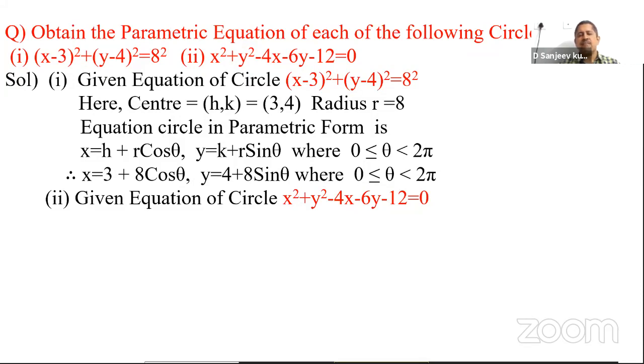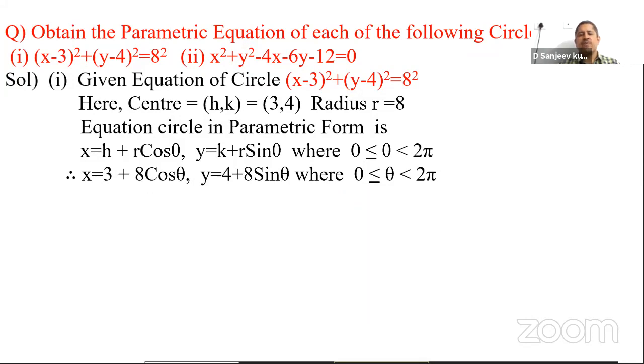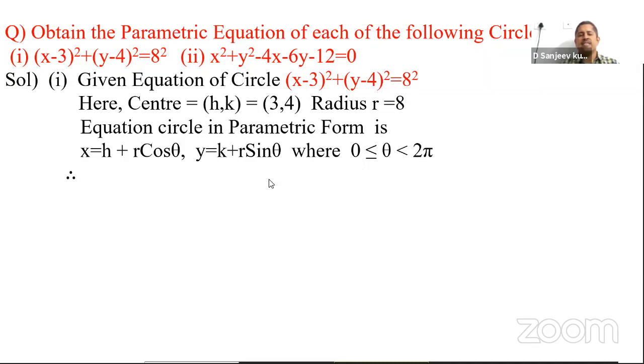So what is given in the second equation? The center is given as h comma k, 3 comma 4, and the radius is given as 8. So the formula is x is equal to h plus r cos theta, y is equal to k plus r sin theta. The value of h is 3, the value of k is 4, and the value of r is 8. So x is equal to 3 plus 8 cos theta, y is equal to 4 plus 8 sin theta. So let us take the second problem here.